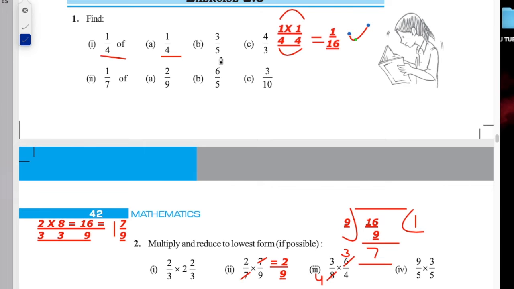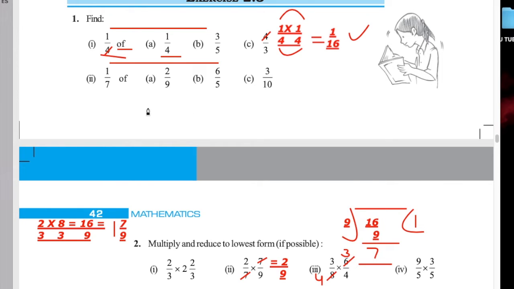Same, you have to find out the second part. 1 by 4 of 3 by 5. So you will write here 1 by 4 multiply 3 by 5, as the meaning of "of" is multiplication. So 1 by 4 of 3 by 5 will give you 1 3s are 3 and 4 5s are 20. Like this you will solve the next part also. In the next part, 1 by 4 of 4 by 3 means 1 by 4 multiply 4 by 3. So this 4 will be cancelled with this 4 and your answer will be 1 by 3 only.